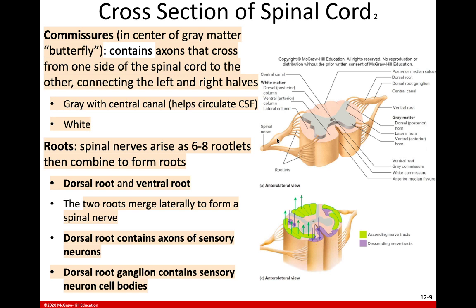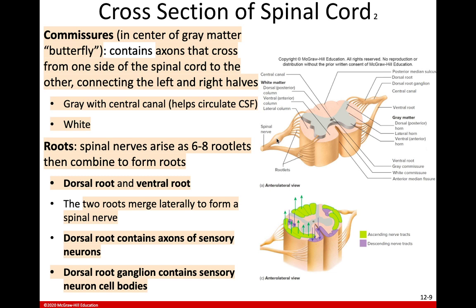This is the dorsal root ganglion, and then this is the ventral root. And then these two come together to give us a spinal nerve. Something that you need to remember is that the dorsal root contains sensory neurons. The ventral root contains motor neurons. And again, we see something here that we don't have with the ventral root. The dorsal root has this dorsal root ganglion. The dorsal root ganglion contains the cell bodies of those sensory neurons.